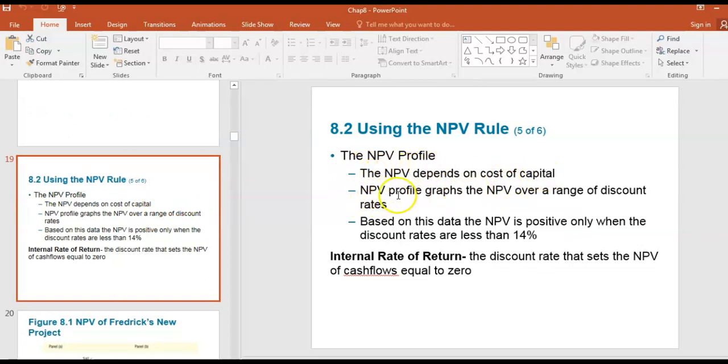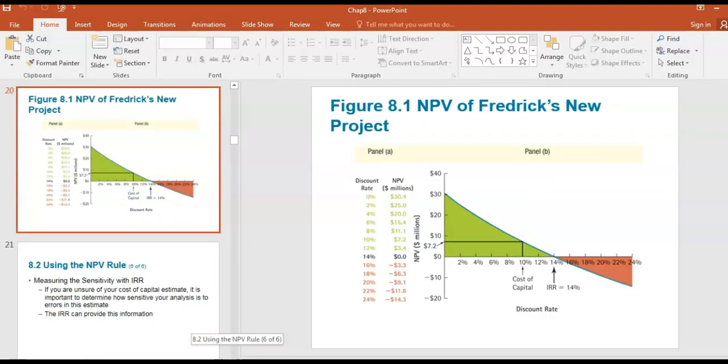The net present value profile is going to allow us to look at net present value over a range of different costs of capital or discount rates. What we can see here is that based on this data that we have, the net present value is only positive when discount rates are less than 14%. So this then is our net present value profile. It gives us different values for the net present value according to different discount rates.